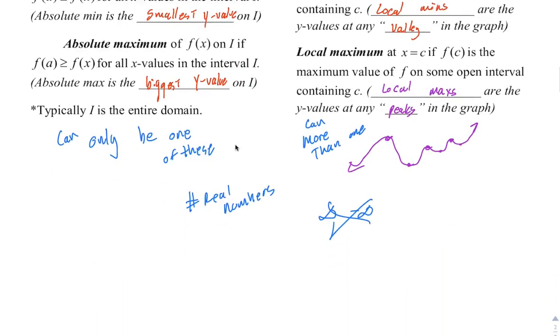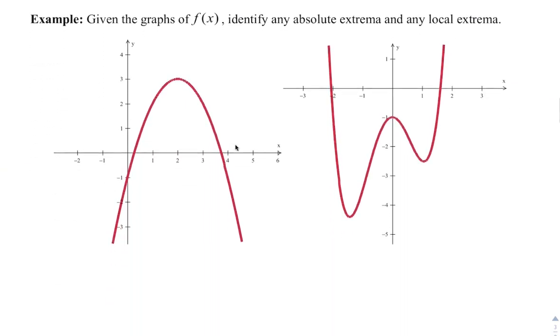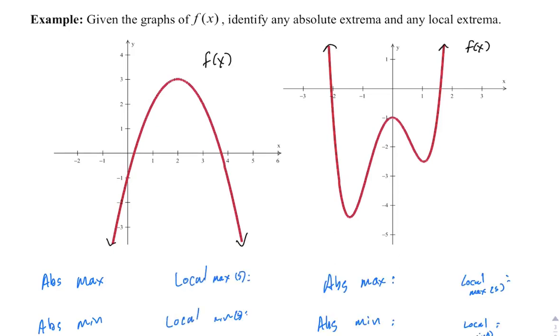Okay, let's make it a little more concrete now. Given the graphs of f of x, identify the absolute extrema and any local extrema. So for each one of these, we're going to find the absolute max, absolute min, local max, and local min. Voila. So let's actually do a problem here.